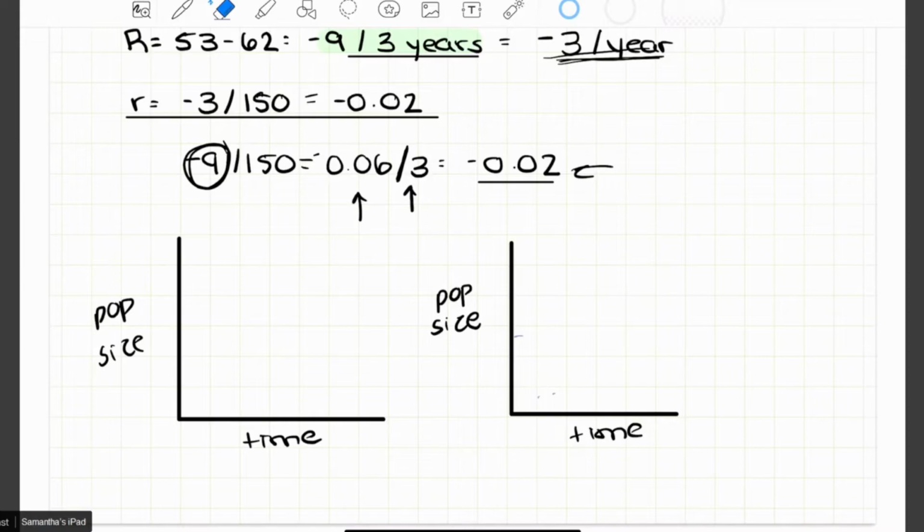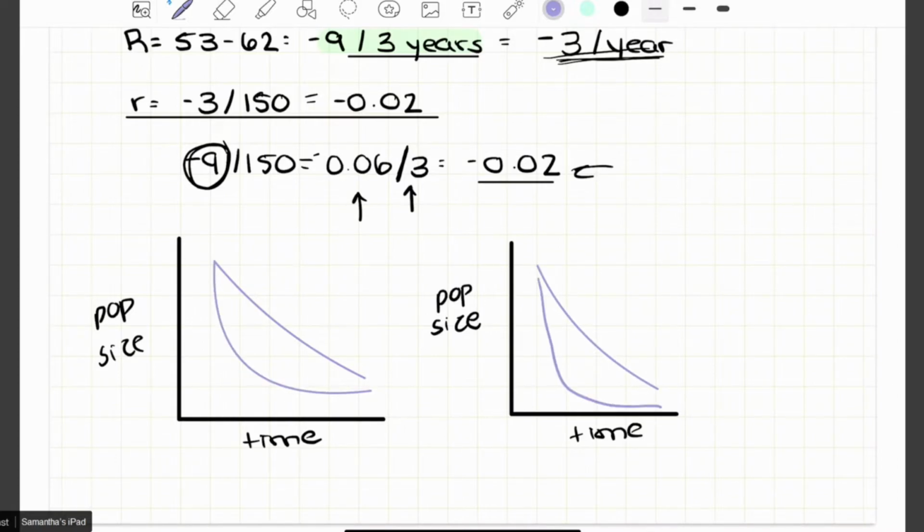This is purely for practice, but maybe what you can do is go find some population data on an organism of interest and practice doing these calculations with those. So we have our negative number, means we're going to have some sort of graph that looks like this, or maybe like this. Just some sort of negative sloping graph. That's what you want.